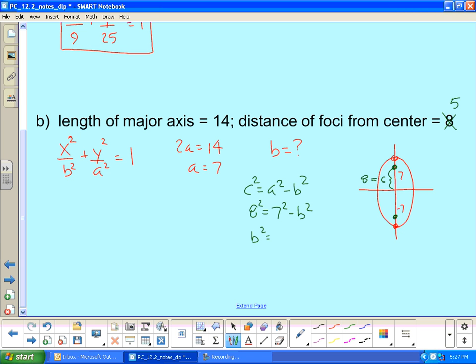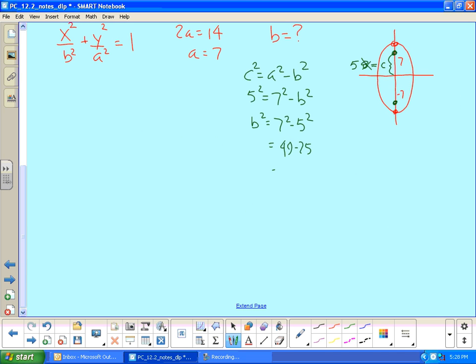All right. So that would mean this is a 5, which means this is a 5. And now we get b squared is equal to 7 squared minus 5 squared, or 49 minus 25, or 24. So b squared equals 24, so b is equal to the square root of that, or 2 root 6, plus or minus 2 root 6. All right, there we go.